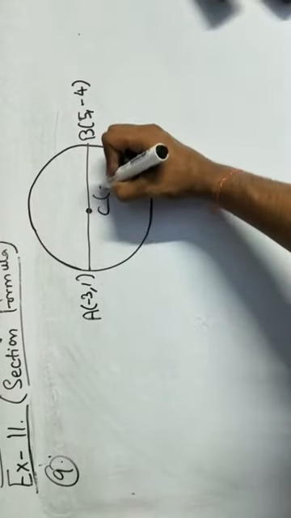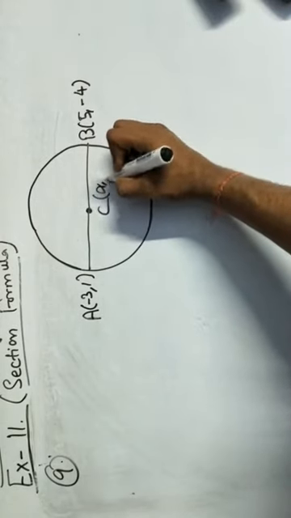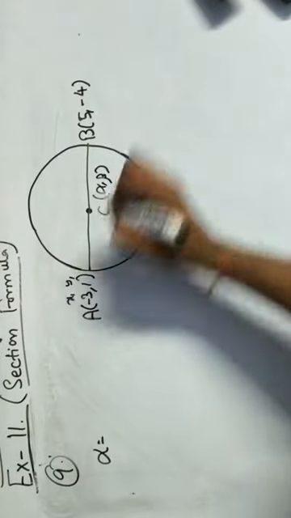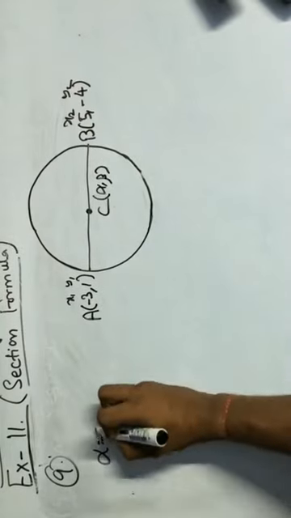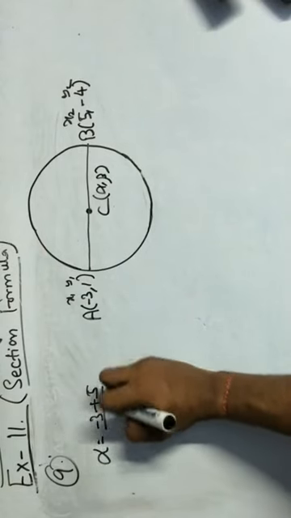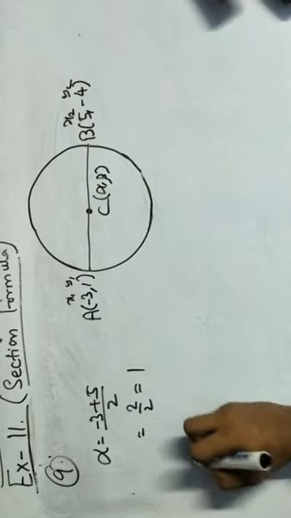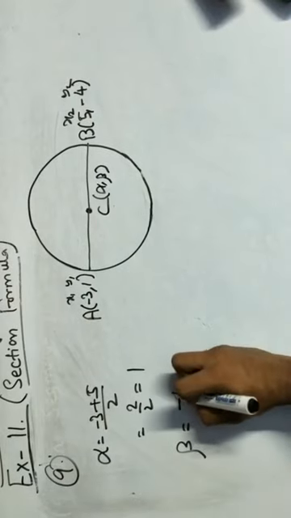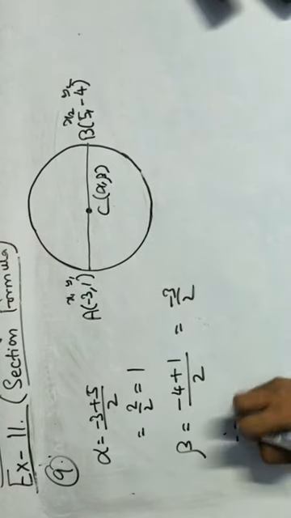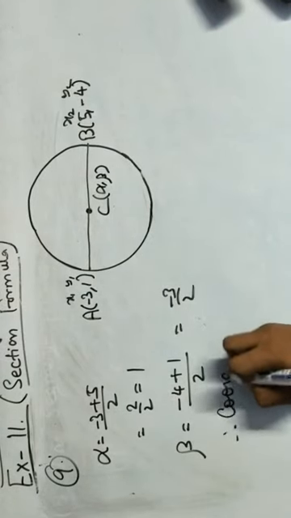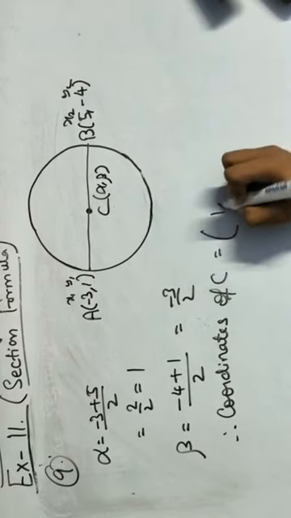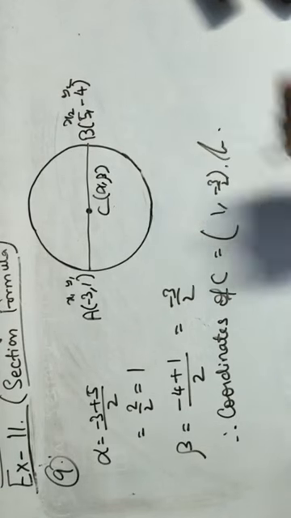So assuming the coordinates of the point C as alpha comma beta, what will be alpha? If this is x1, this is y1, if this is x2, this is y2, alpha will be x1 plus x2 by 2. We'll use the midpoint formula here. Minus 3 plus 5 by 2, which is 2 by 2, which is 1. And beta will be minus 4 plus 1 by 2, which is minus 3 by 2. So therefore, the coordinates of C will be alpha comma beta, 1 comma minus 3 by 2. This is the answer.